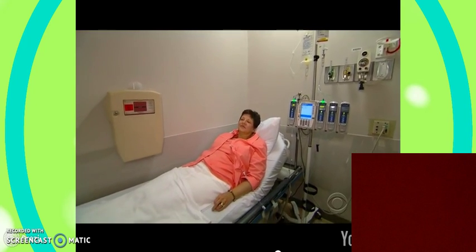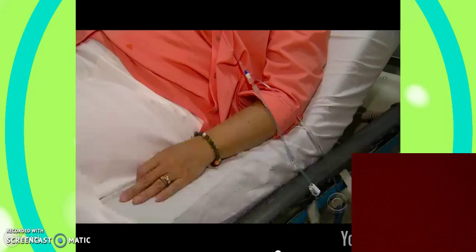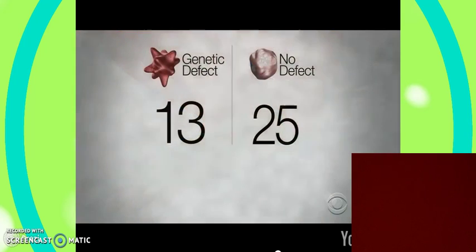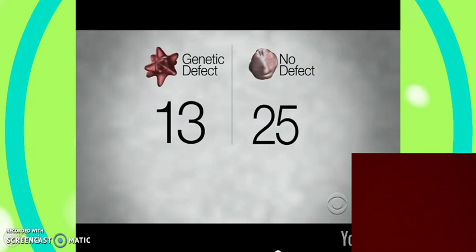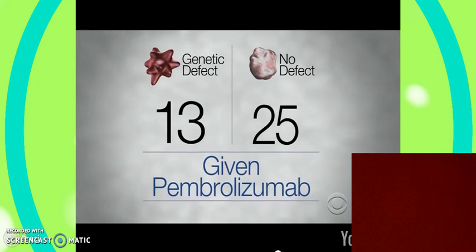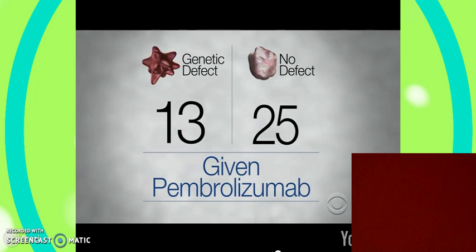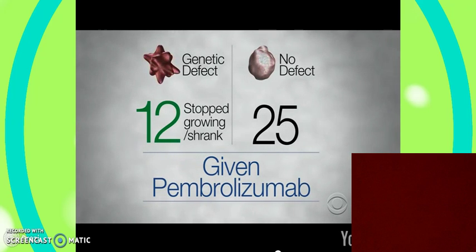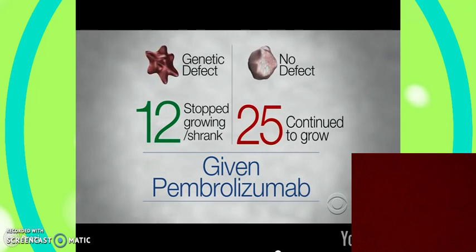Kate had that mutation, and as part of a study of 38 patients with metastatic colon cancer who had failed conventional treatments, 13 had the genetic defect, 25 did not. All were given an immune-boosting drug called pembrolizumab. In 12 of the 13 with the genetic defect, the cancer either stopped growing or shrank. In the 25 others, the tumors continued to grow.